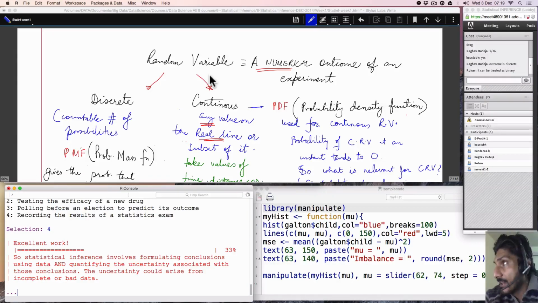Outcome is discrete. That is true. So it can be treated as binary, Rohan says. All right, in that case, it gets taken care of, right? I can say, okay, my heads is equal to 1, my tails is equal to 10, or my heads is equal to 0 and my tails is equal to 1, or my heads is equal to 1, tails is equal to minus 1, whichever way. So I basically assign my outcomes to a numerical number, and that then becomes the random variable.